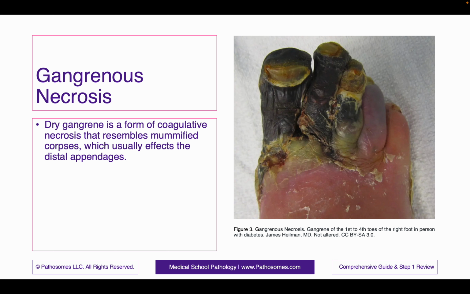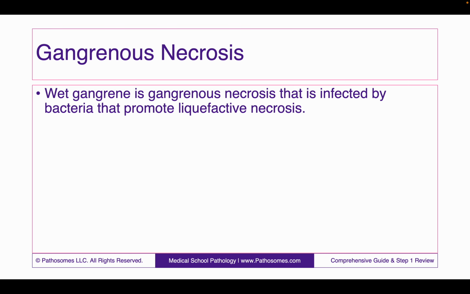Here's our image again of the foot with that mummified appearance on the 3 digits there. It's an example of dry gangrene, which is a form of coagulative necrosis that resembles mummified corpses, which usually affects the distal appendages. With wet gangrene, that is gangrenous necrosis that is infected by bacteria that promote liquefactive necrosis.